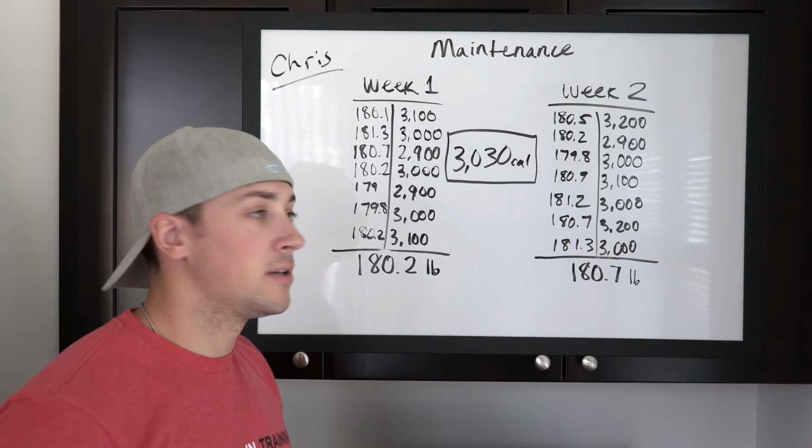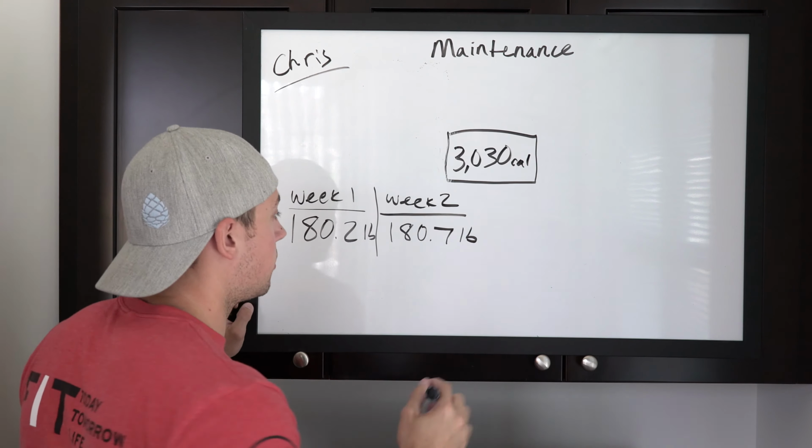Now this number right here, 3,030 calories, this number is the average of week 1 and week 2's calorie intake. So Chris, for 2 weeks, he averaged 3,030 calories per day. That's his average. So what do we do with this information? We have an average weigh-in for week 1, an average weigh-in for week 2, and an average caloric intake for 2 weeks. So if we compare week 1 and week 2's weigh-in, there is a half a pound surplus.